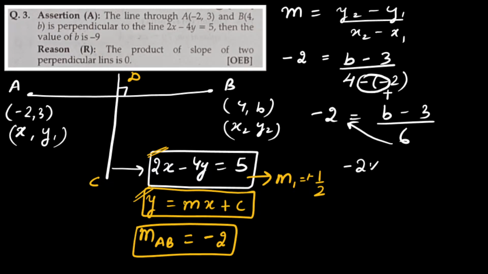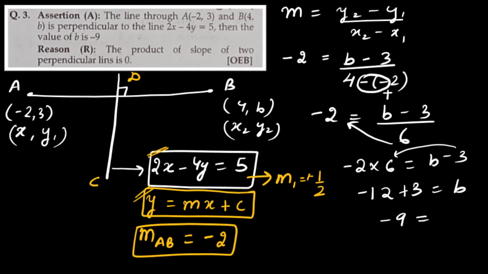So minus 2 into 6 is equals to b minus 3. Minus 2 into 6 is minus 12. So this minus 3 we have to shift to other side. It will become plus 3. Minus 12 plus 3 is equals to minus 9. So B's value we got equals to minus 9.